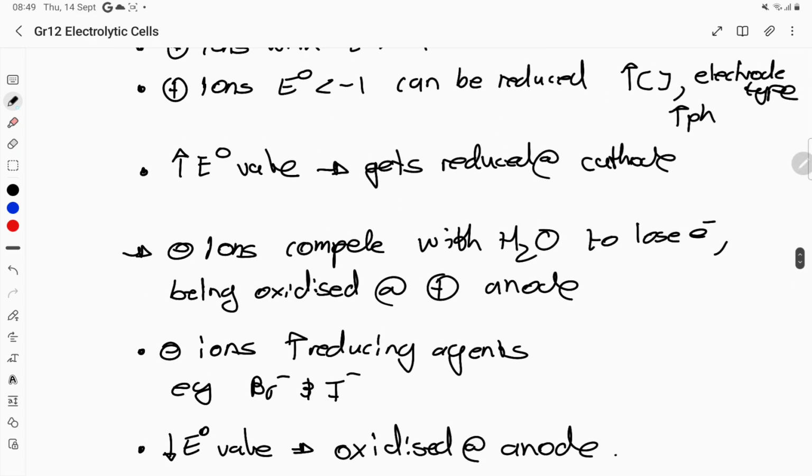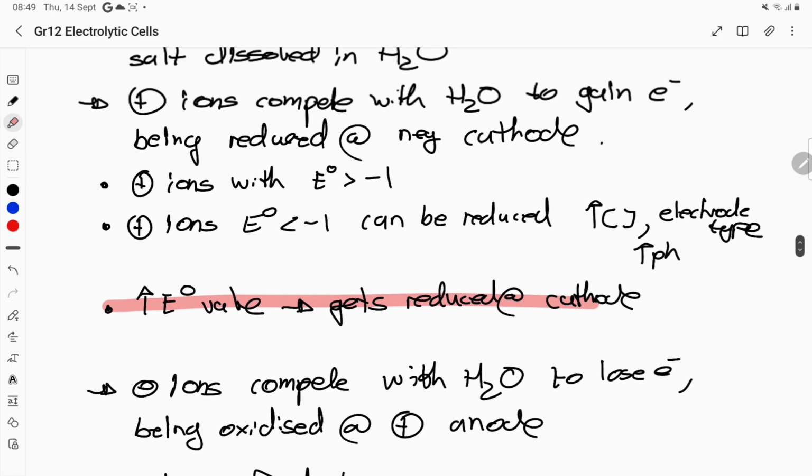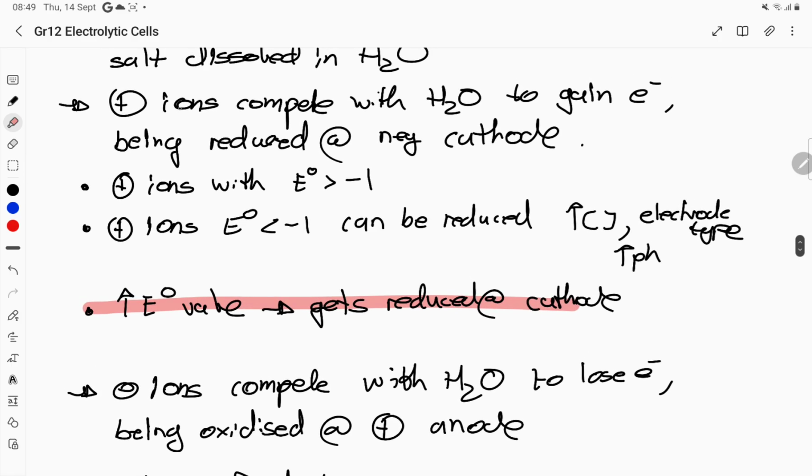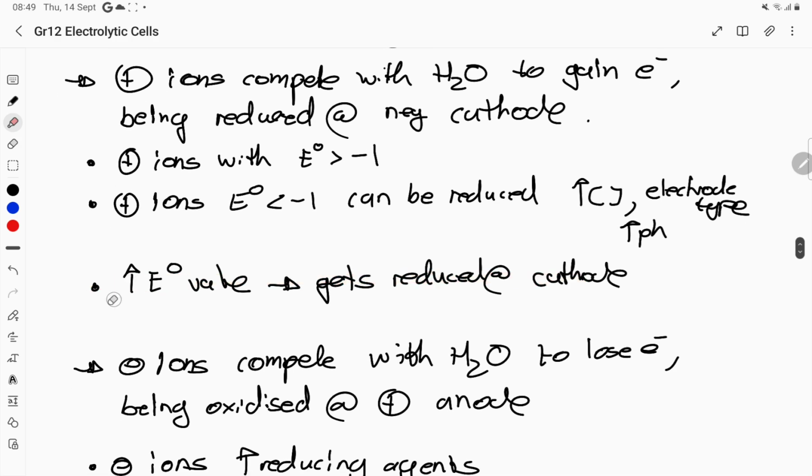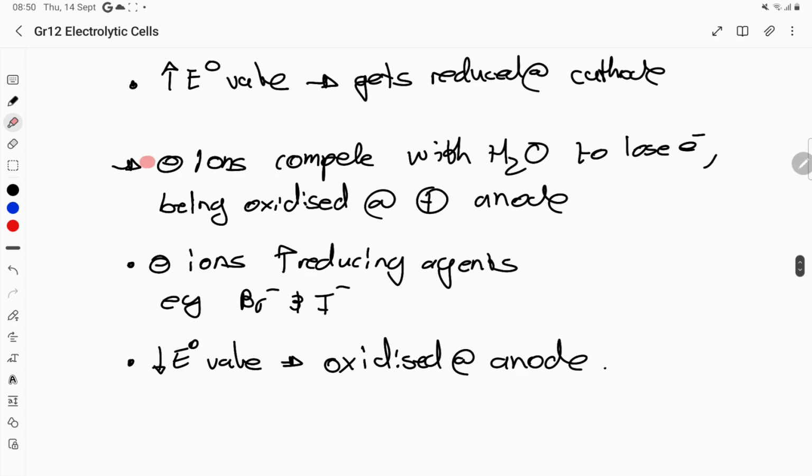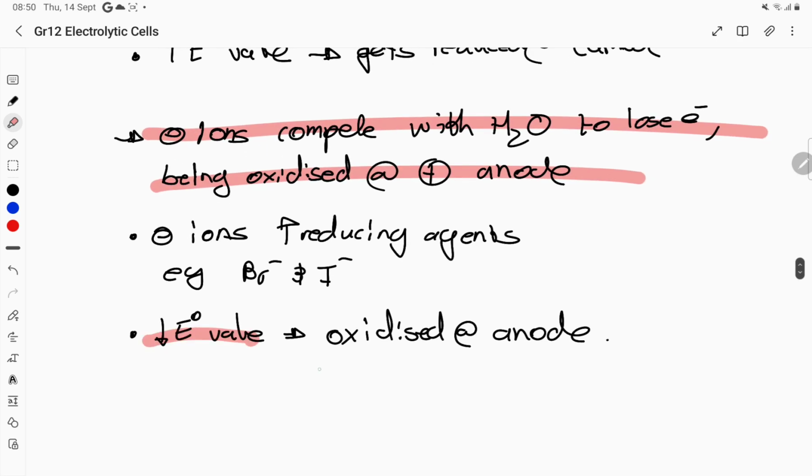Another way we can look at it is, if we are looking at the positive ions competing with water to gain electrons at the negative cathode, we can look at the E naught values, or the reduction potential values, to see who has the highest value between water, H2O, and that positive ion. The one with the highest value gets reduced at the cathode, and the opposite is true for the negative ions competing with water. The one with the lowest E naught value will be oxidized at the anode. So if the water has the lowest E naught value, then the water will be oxidized. But if the negative ion has a lower E naught value, it will be oxidized at the anode.